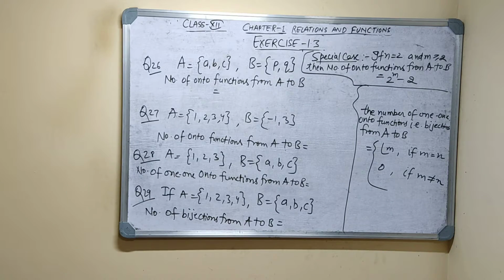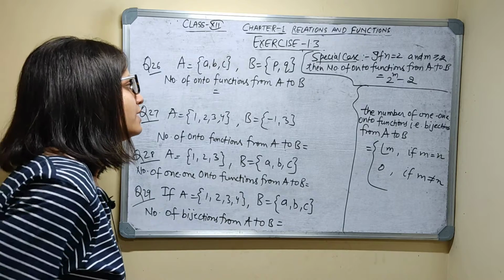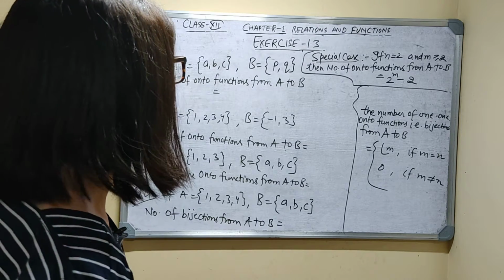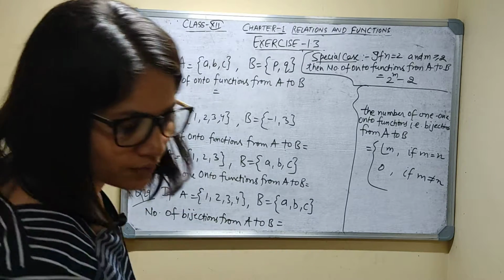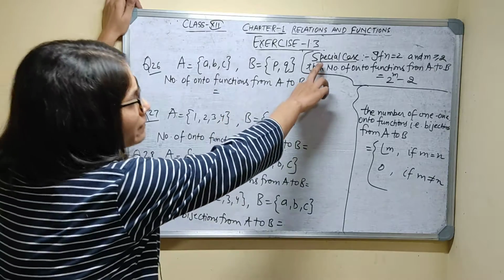Question number 26. Elements in set A are given as a, b, c, and set B is equal to p, q. They are asking to find the number of onto functions from A to B. So a special case is there.